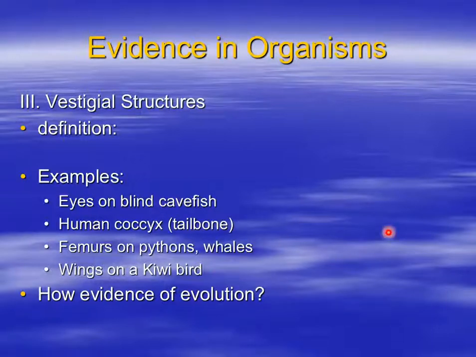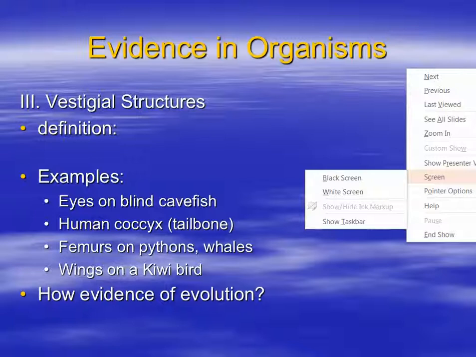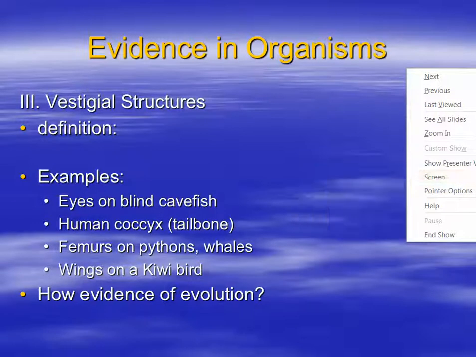So let me ask you about a couple of other examples. What about the wings on an ostrich? Because that's another flightless bird. Would you argue vestigial or not vestigial? I'm trying to find my pointer options here. So while I'm doing that, you can think about that. Are the wings on an ostrich vestigial or not vestigial? Well, let's apply the test. If you could amputate the wings of an ostrich, would it be at a survival or mating disadvantage?